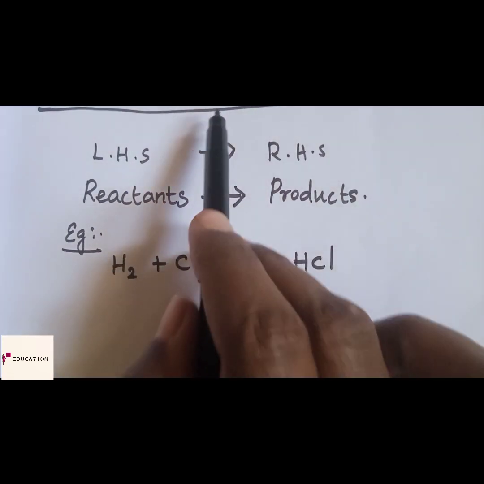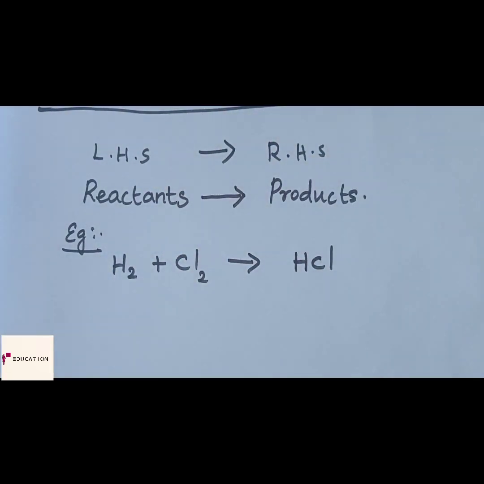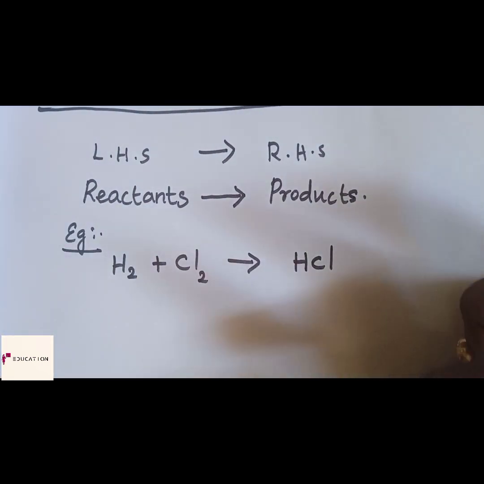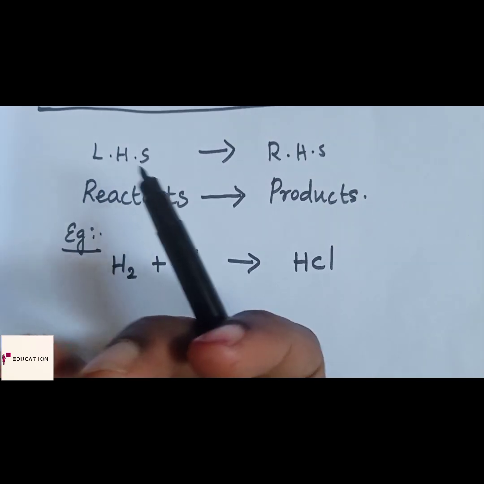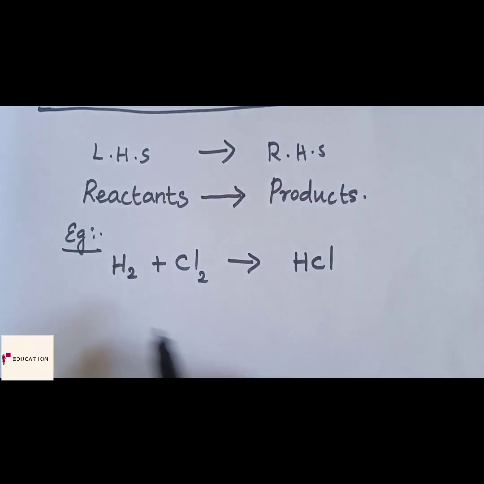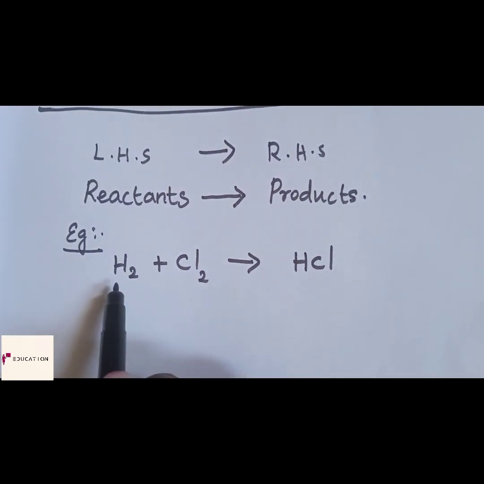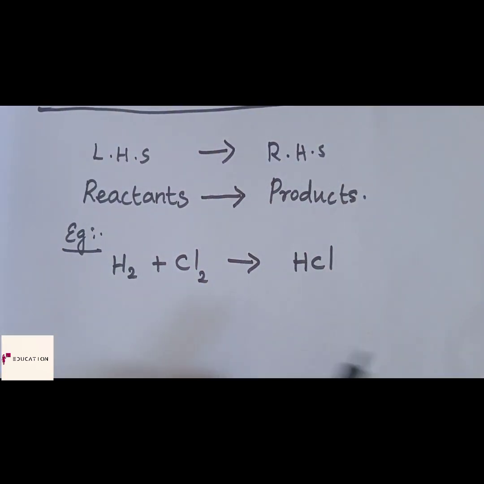Now how to balance a chemical equation? எவ்வளோ reactants எடுத்திருக்கீங்களோ அவ்வளோ products தான் நமக்கு கிடைக்கணும். That means, எவ்வளோன்றது என்னது? It's a mass. It represents the mass. So you know the law of conservation of mass. So according to that, how to balance the chemical equation?